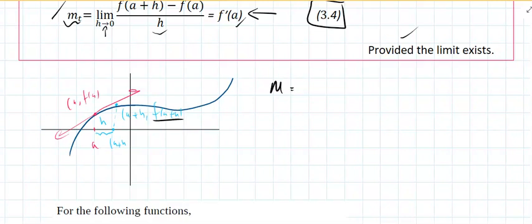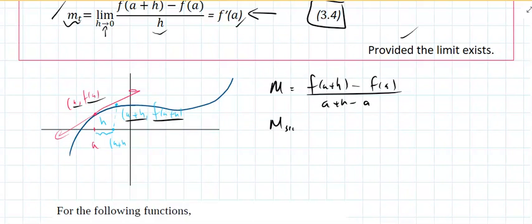is y2 minus y1 over x2 minus x1. And you notice, so this is the secant line. You notice the a's cancel out. You're left with f of a plus h minus f of a all over h, which is this definition. Of course, I could derive the other definition as well.